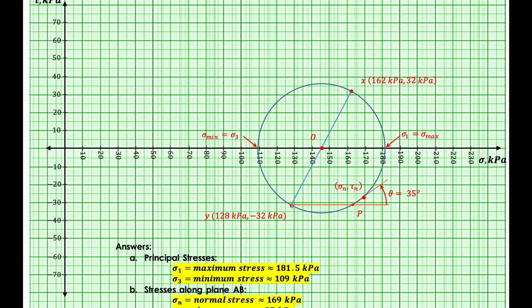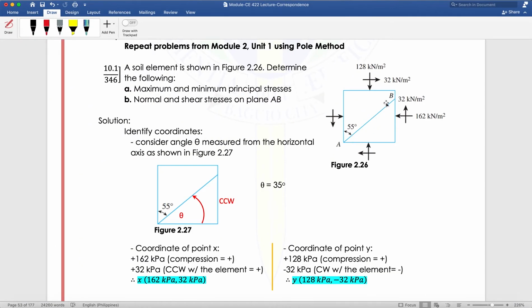Because if I'm going to place it on the right, wala akong pupuntahan. So it should be the left. So there will be another intersection here, or tangent C, and I will assign that as point P. Now, from the horizontal, I will now redraw plane AB.